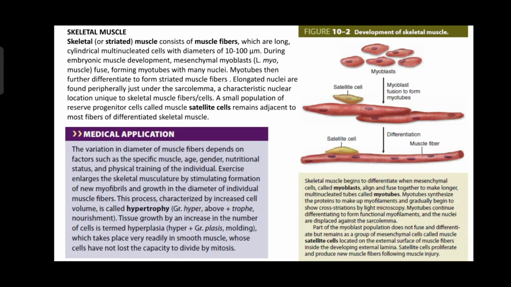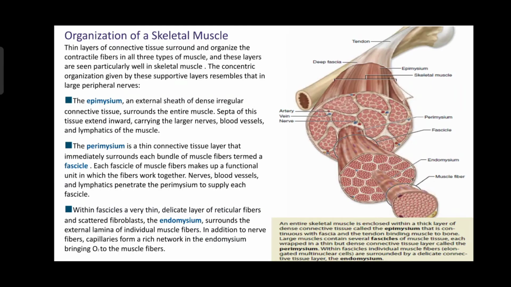As you can see, these are myoblasts. They fuse to form myotubes, and myotubes differentiate and form the muscle fiber, and this is the satellite cell. Now, organization of skeletal muscle.